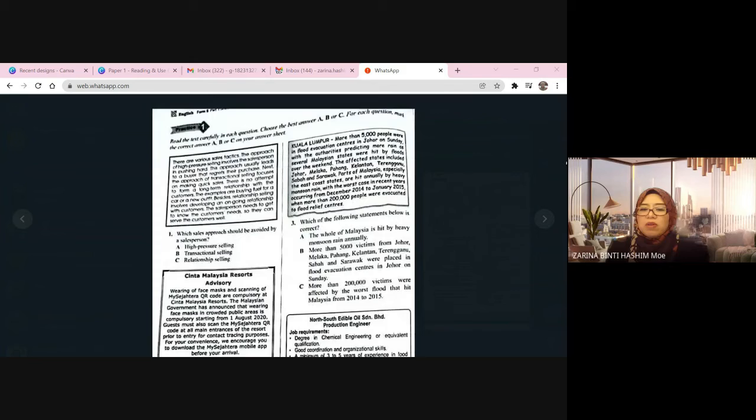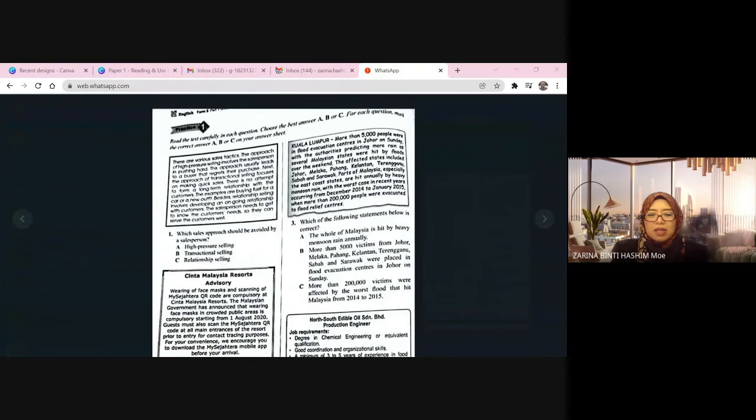Now we go to number three. Number three is about Kuala Lumpur. This is about a statement. Which of the following statements below is correct? So highlight the word correct. Please highlight that keyword. Okay, correct. Highlight the word correct.